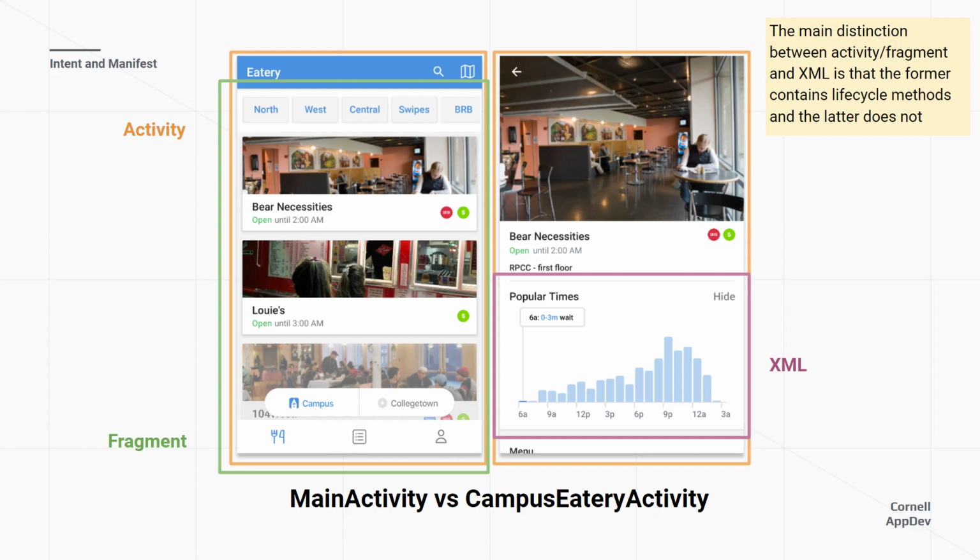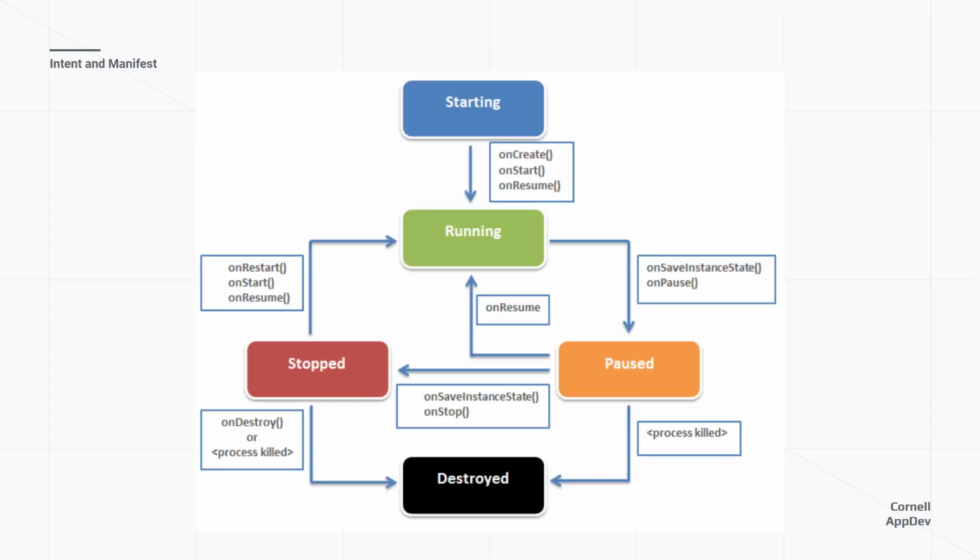For this lecture, all you need to know is that activities and fragments have something called lifecycle events, and XML does not. In terms of lifecycle, this is a rough flowchart of what the lifecycle looks like. You'll see that the activity can be in several states: starting, running, pause, stop, and destroy. And there are a lot of methods correlating to these different states, as you see here. In terms of our homework assignments, what you've been working with so far is just onCreate.